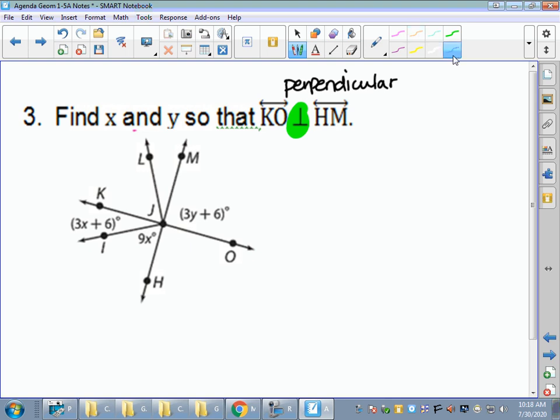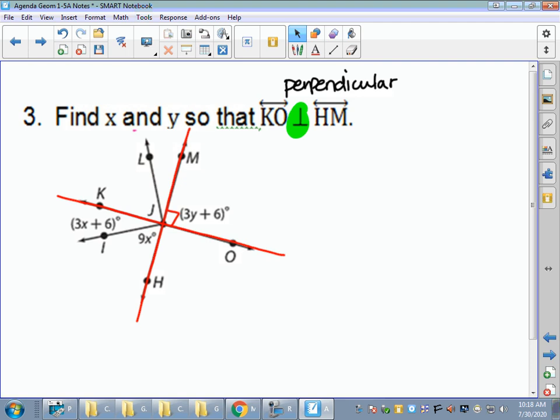KO is here, HM is here, and it says we want them to be perpendicular. So I'm going to erase my messy lines and recognize that this has to be a 90-degree angle. Oh, actually, I'll draw those lines back in. Try to be neat. So we need a 90-degree angle. So x and y, it's 2 different problems. So think about what you want to do first.